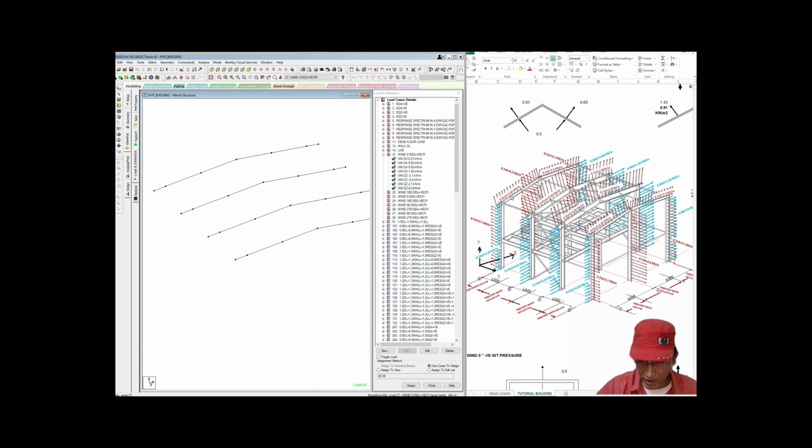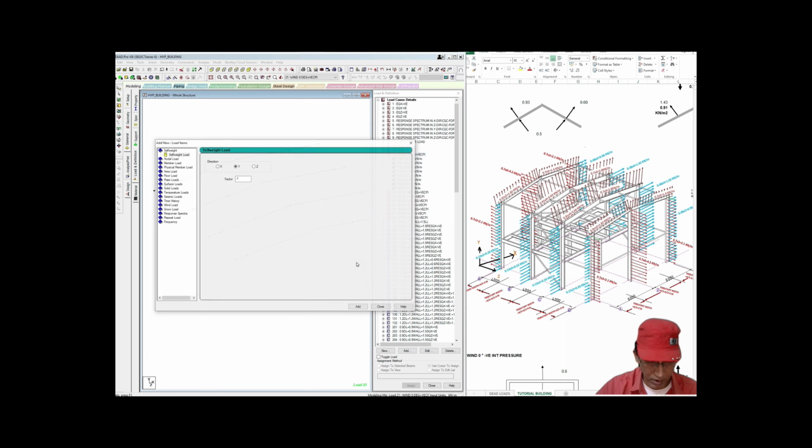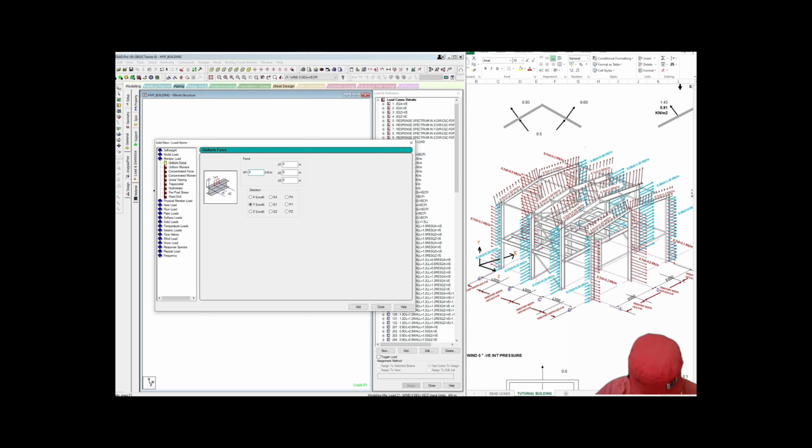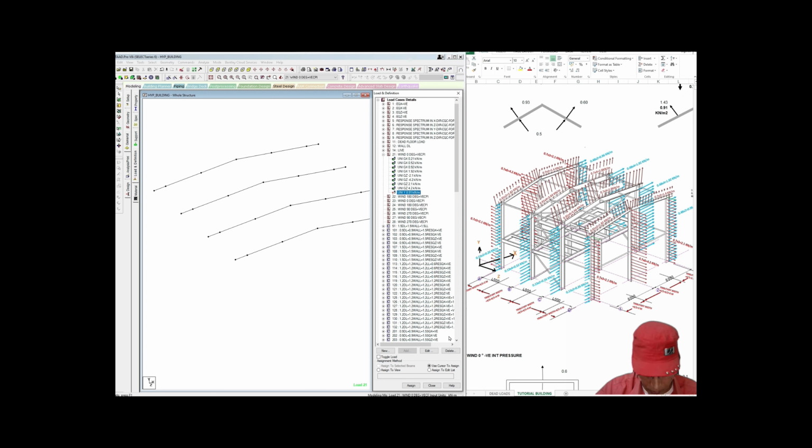So we have 0.91 into 2, 1.82, then 0.91 into 3.4 is 3.64. So let us add this wind uplift, member load. Now we have to select local Y axis. So 0.91 added, then sorry, let us delete this node. This is not 0.91, delete.